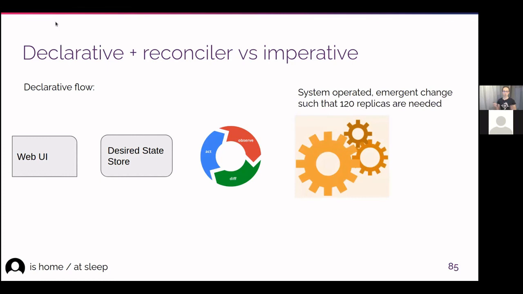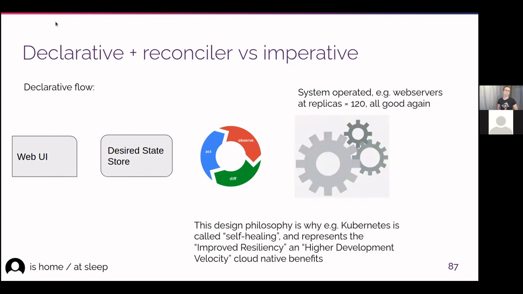Then the administrator goes home, goes to sleep, and while they are at home asleep, then 120 replicas will be needed. Same problem as earlier. Now the difference is that the reconciler can again check that, okay, we actually need more now, and depending on these metrics and whatever, I will scale it up by 20. And now the self-healing system is good again. No action needed from the administrator. So this is the self-healing pattern, the higher development velocity, and all of these cloud native benefits that I was talking about in the beginning.